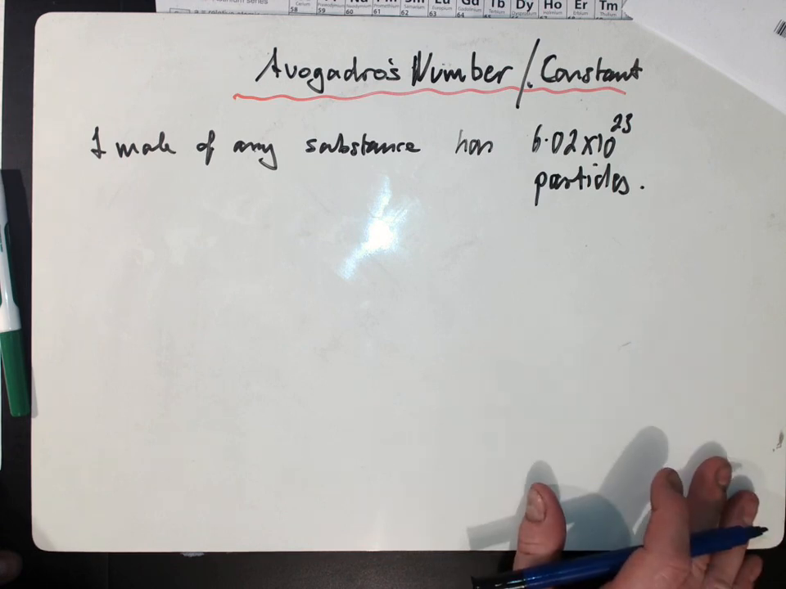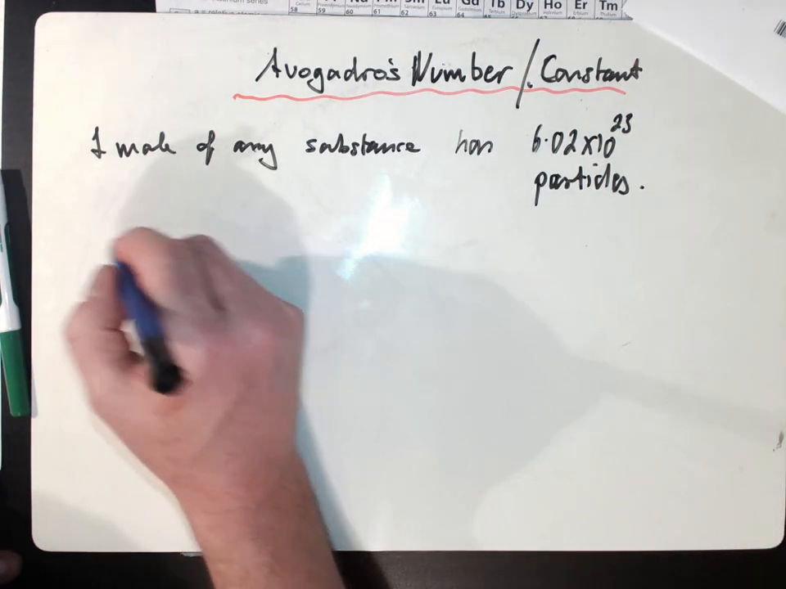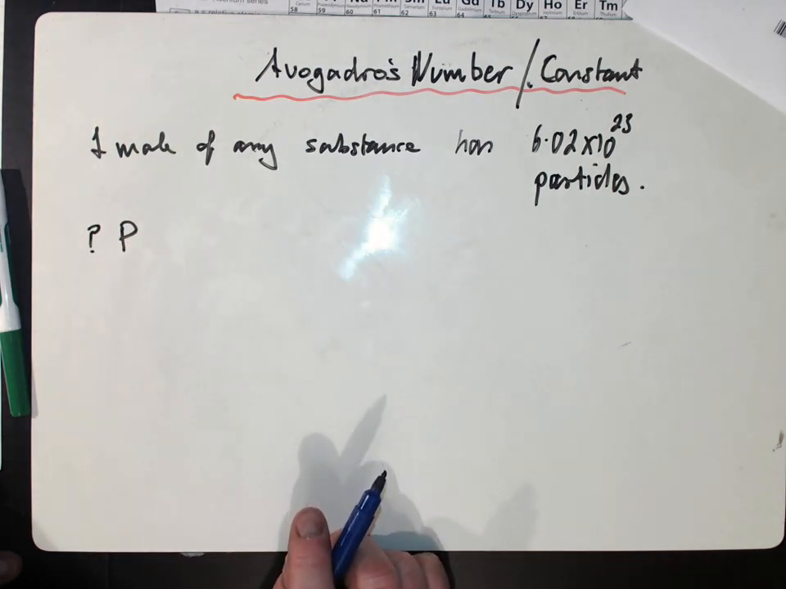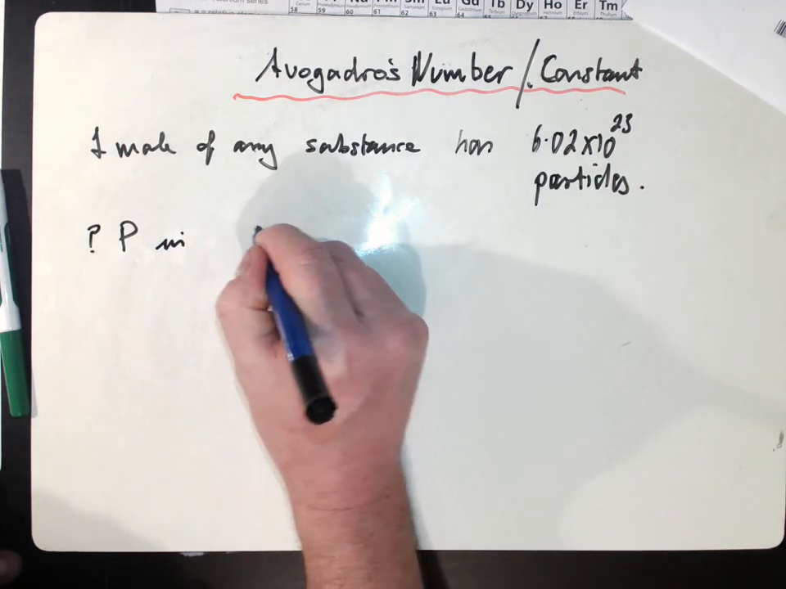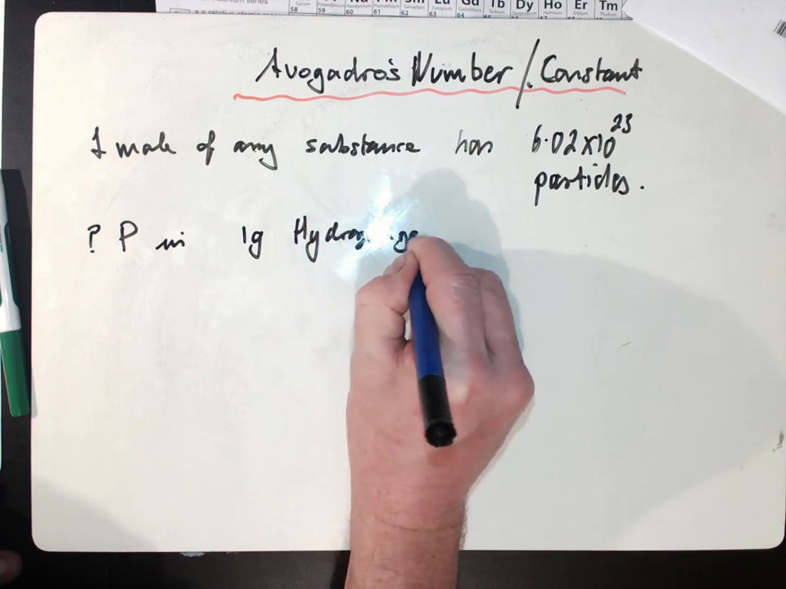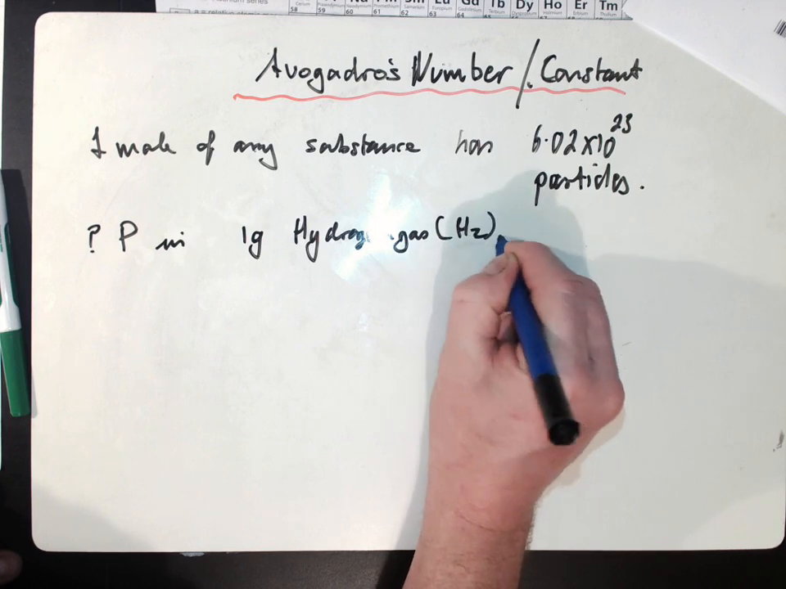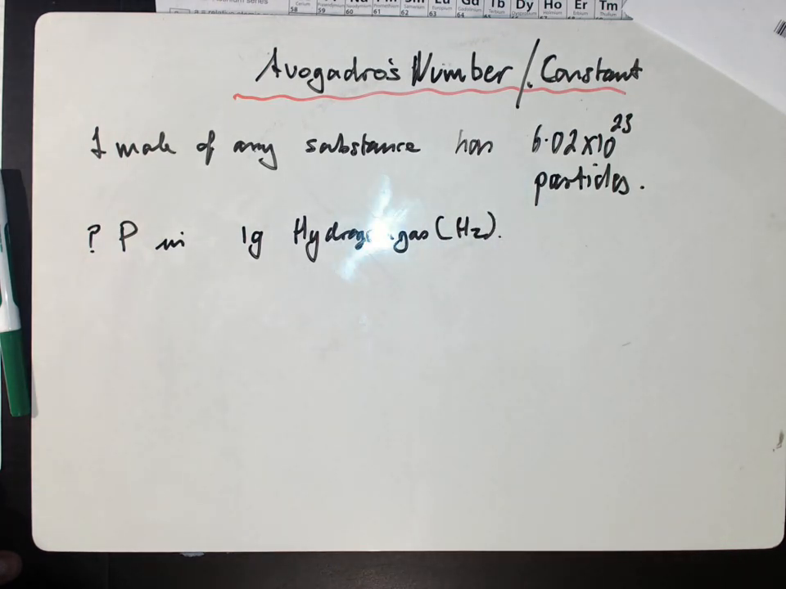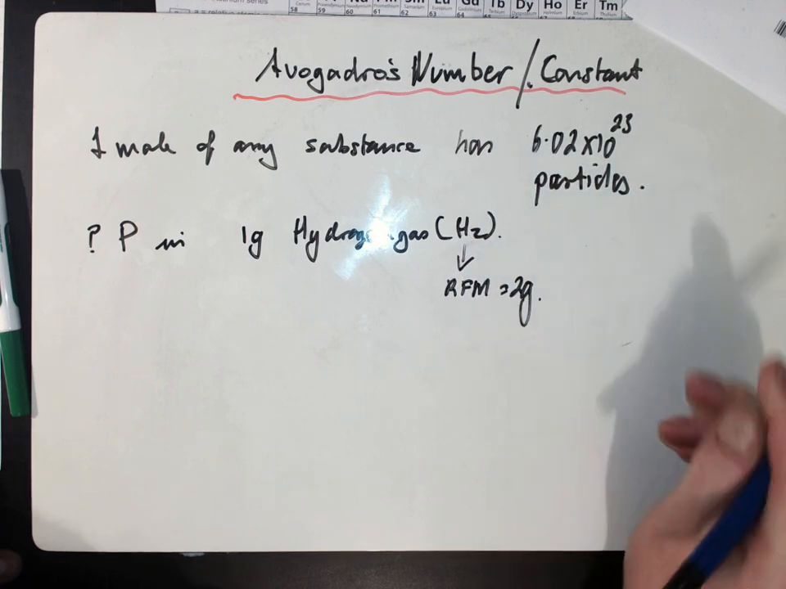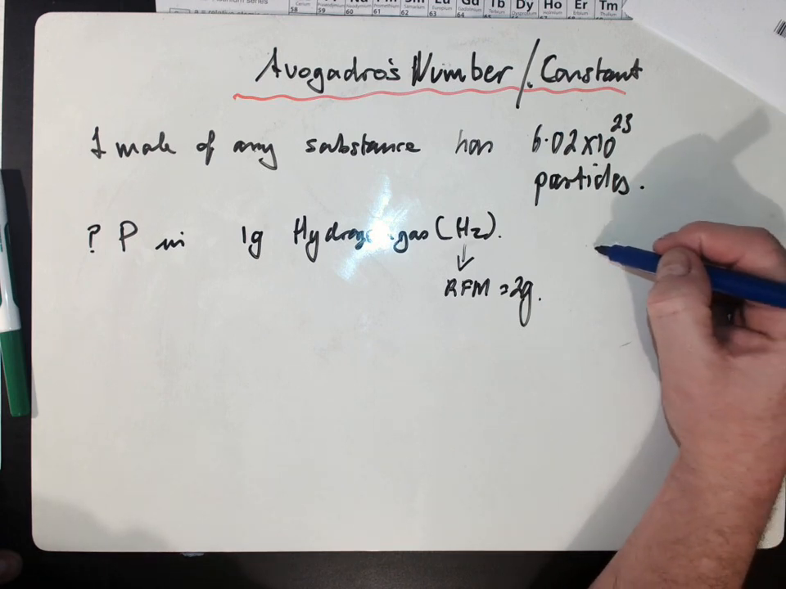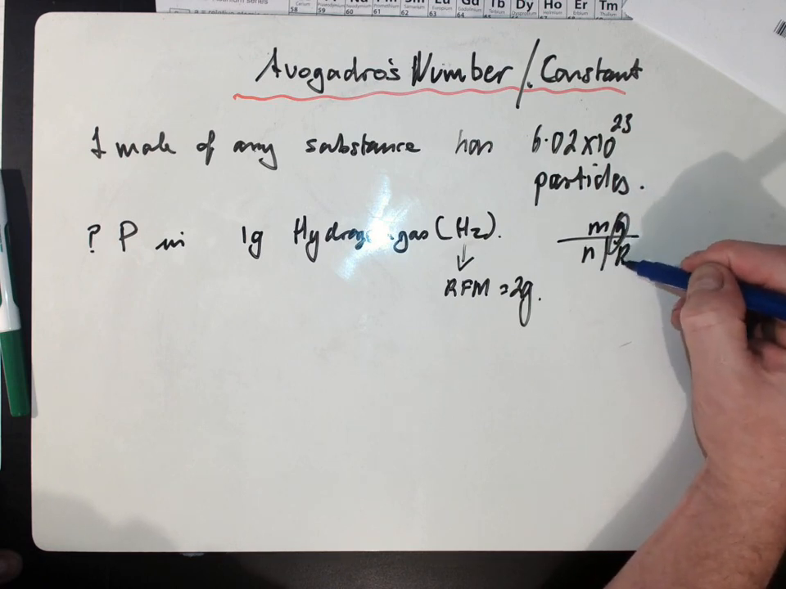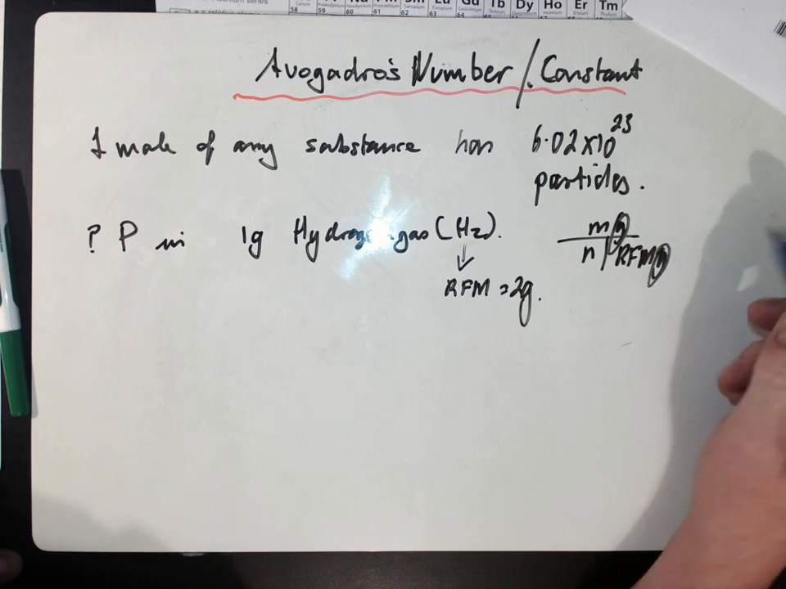So let's take a really nice simple one to begin with. Let's say the examiner asks, just use capital P for particles, how many particles are there in 1 gram of hydrogen gas? Well, the first thing we'll need to remember is that hydrogen gas is diatomic, so it's H2, and therefore it has an RFM of 2 grams. The next thing we need to remember is that number of moles is equal to mass in grams over the RFM in grams.